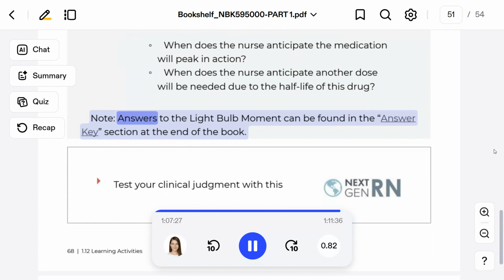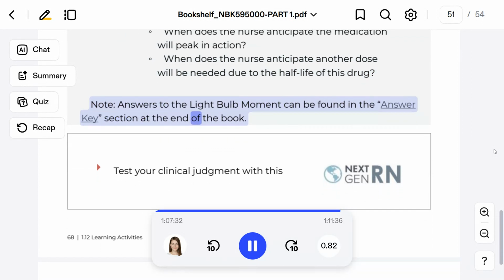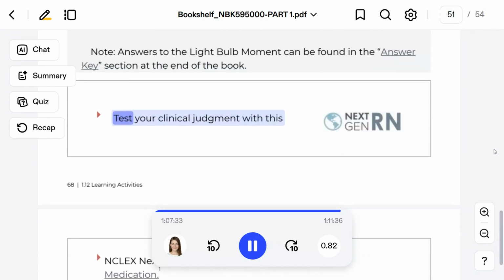Note: answers to the light bulb moment can be found in the answer key section at the end of the book. Test your clinical judgment with this.